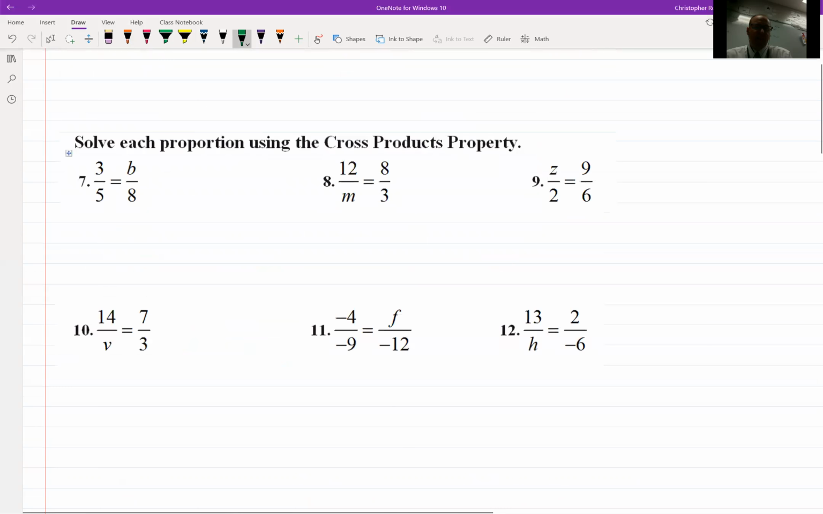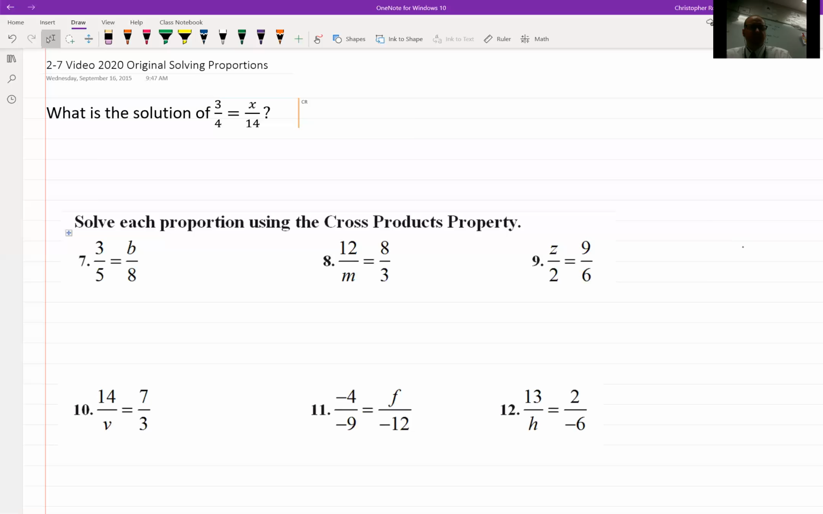As I make my way back up to the top here, you can see that you have a working knowledge of what you're going to do. So what's the solution here? I get 3/4. So what's 3/4 of 14? I get 3 times 14, and it equals 4 times x. So I'm going to divide by 4.